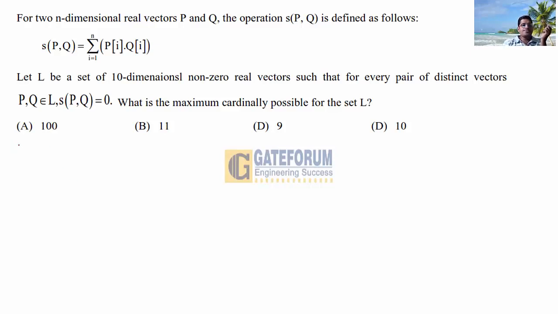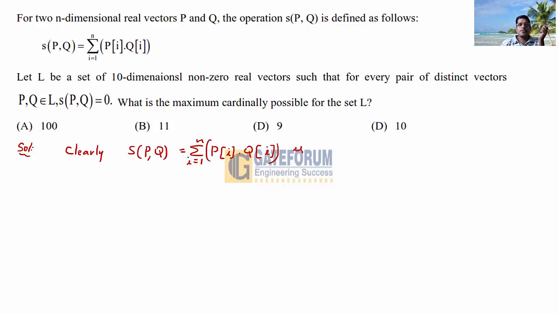The solution. Clearly, S of p comma q is equal to summation i equals 1 to n p of i dot q of i, which is the dot product of the two vectors p and q.